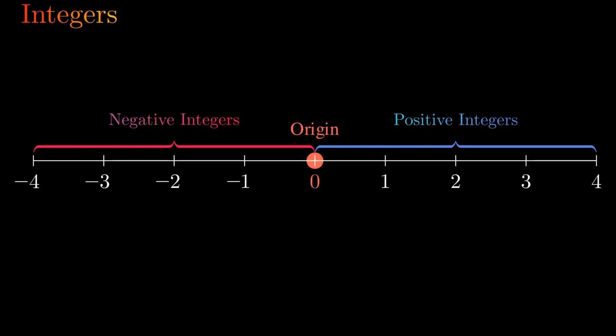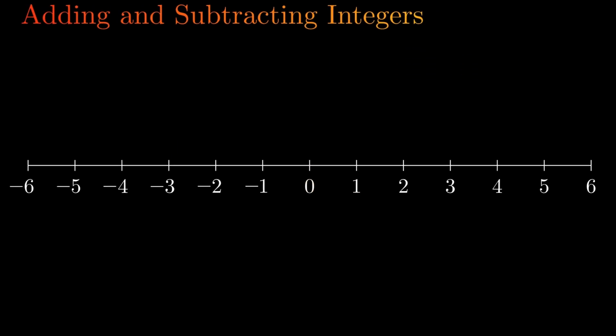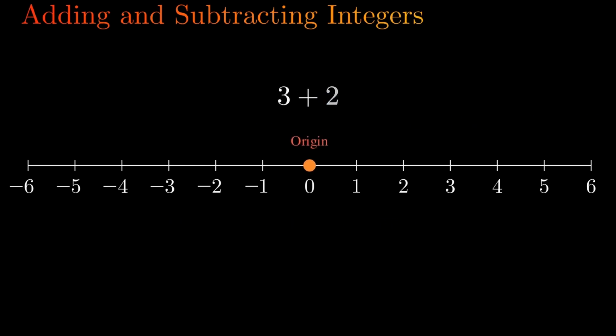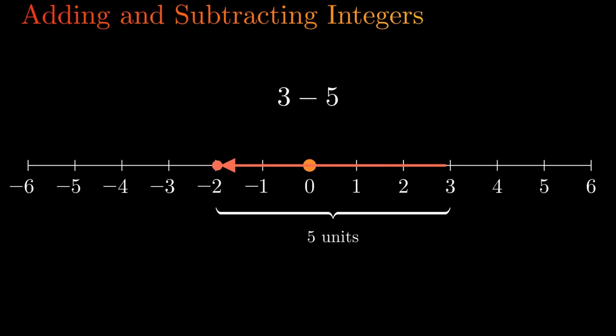Adding and subtracting integers can seem tricky at first, but with a number line, it becomes clear. The basic rules are, adding a positive number means you move to the right, and subtracting a positive number means you move to the left. For example, 3 plus 2. We start at 3, and since we're adding 2, we move 2 units to the right. Now, what about 3 minus 5? We start at 3, and since we're subtracting 5, we move 5 units to the left.